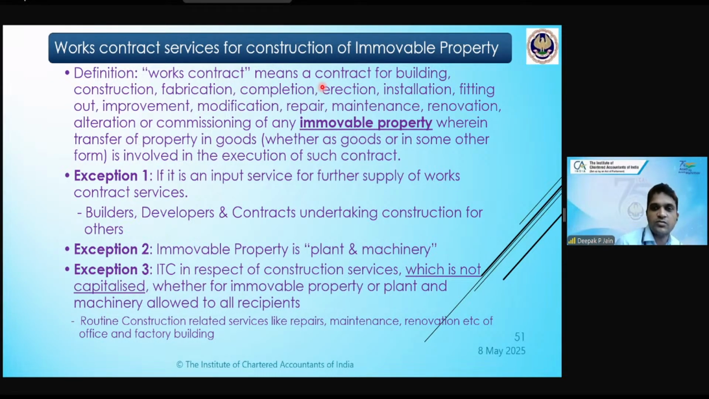तो अगर आप कुछ भी कंस्ट्रक्शन करते हो बिल्डिंग जिसमें आप फैक्ट्री बनाओगे, तो उस बिल्डिंग कंस्ट्रक्शन के लिए भी आपको क्रेडिट नहीं. Fabrication, completion, erection, anything on that you will not get the credit. The exception is that if it is an in-house credit for further supply of works contract, if it's a builder, right?